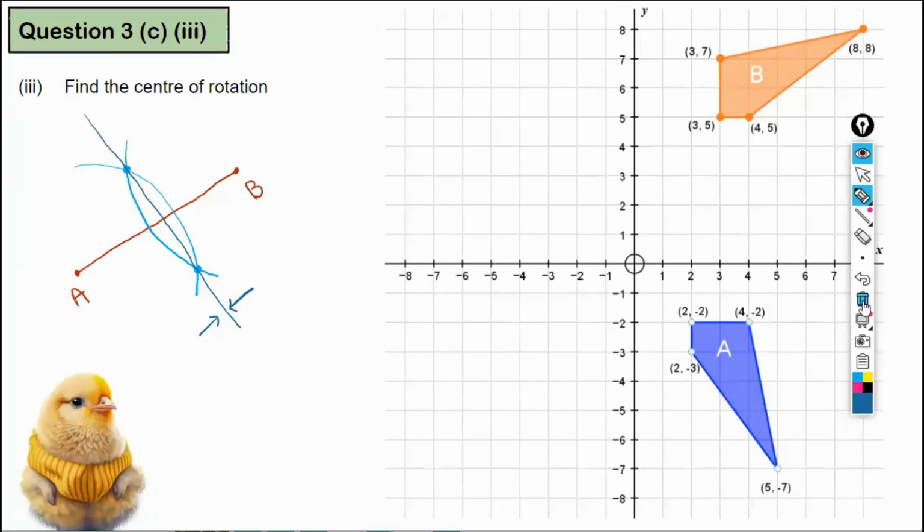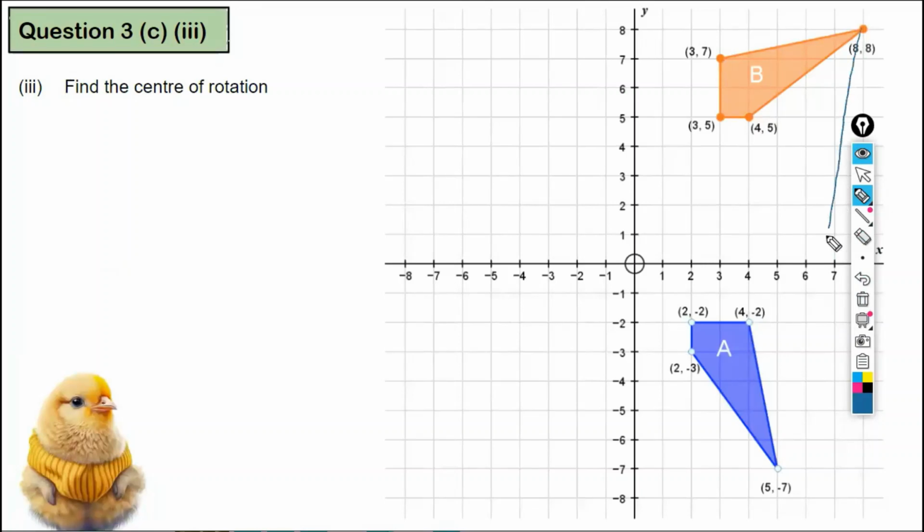So to find the center of rotation, we're going to have to apply that procedure twice. We look at the blue shape and the orange shape, and we connect two similar points. Let's be quick about this. Everyone agrees that these two points, where I drew the blue line, are similar points. That point (5, -7), when it rotated, obviously became (8, 8). I think we can all agree with that.